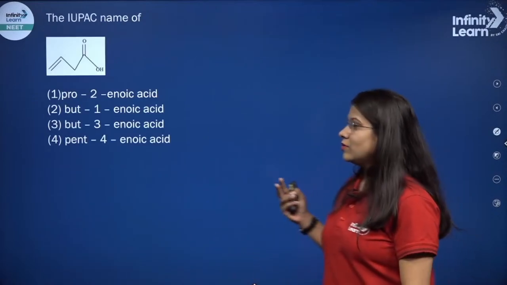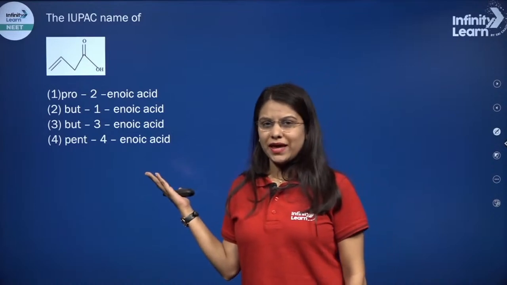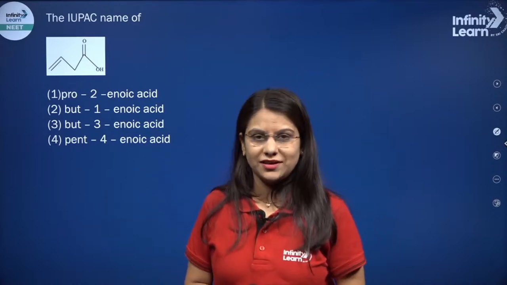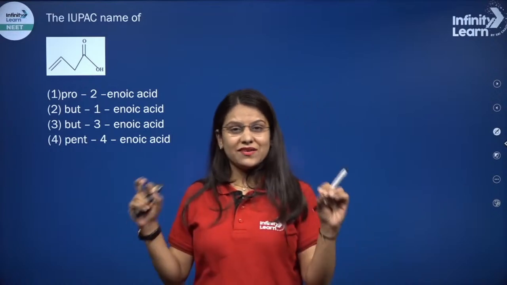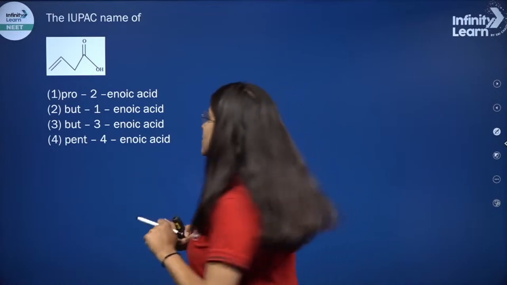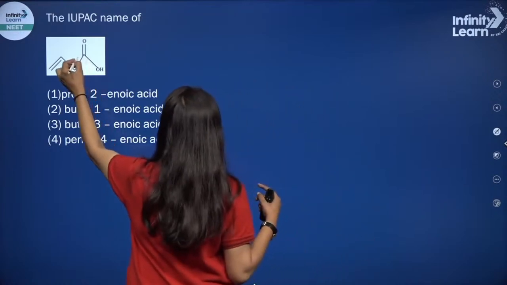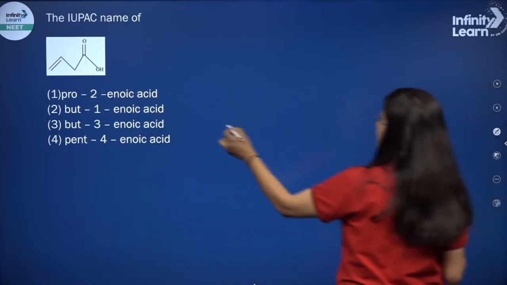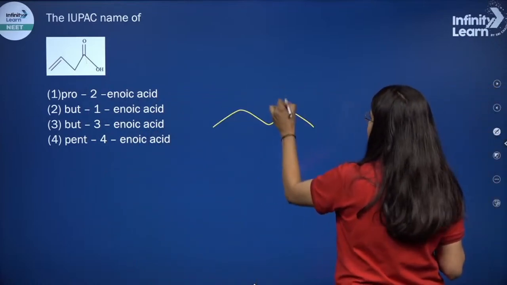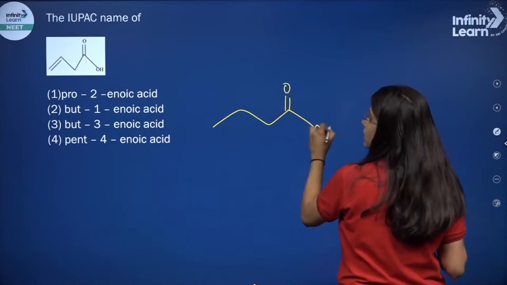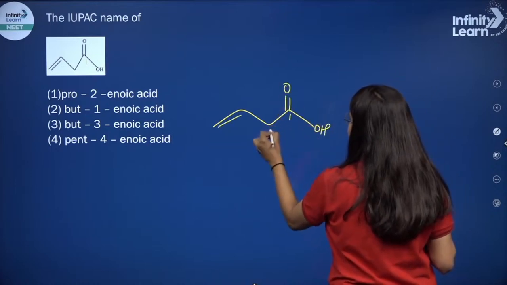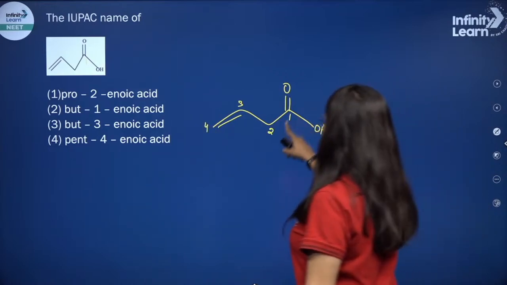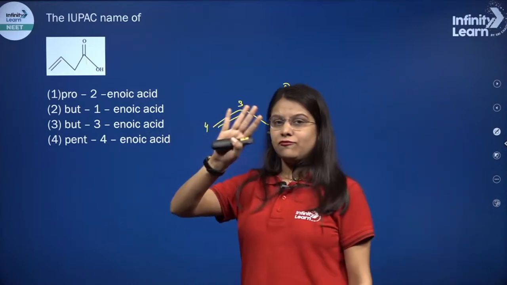IUPAC name. So in this IUPAC name, COOH is given the highest priority. Yes, COOH is given the highest priority at any time. So I'll start numbering from one. I think it's not visible to you, so I'll draw it again. So 1, 2, 3 and 4. The parent chain will contain 4 carbons.